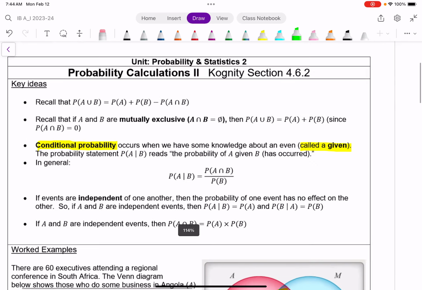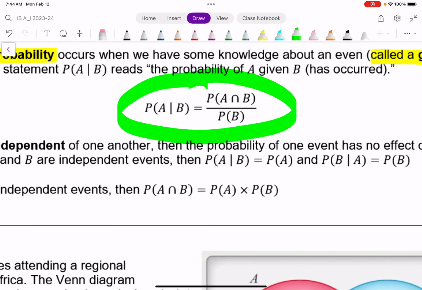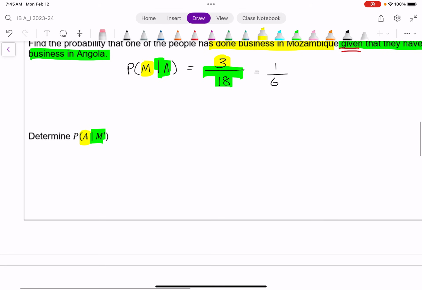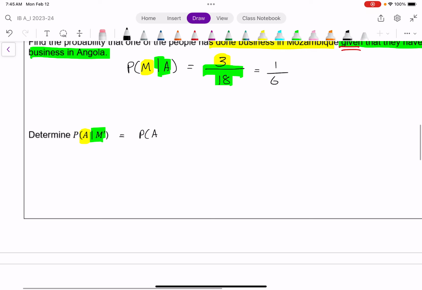But just for the sake of variety, I want to approach it like this, where if we want to find the probability of any conditional probability, the condition, given in this case B, the probability of that is my denominator, whereas my numerator is the probability of both occurring, of the intersection between them. All right, so as an example, in terms of just that formula, I would find the probability of both having done business in Angola and not having done business in Mozambique, because that's the complement of M, divided by the probability that they have not done business in Mozambique.